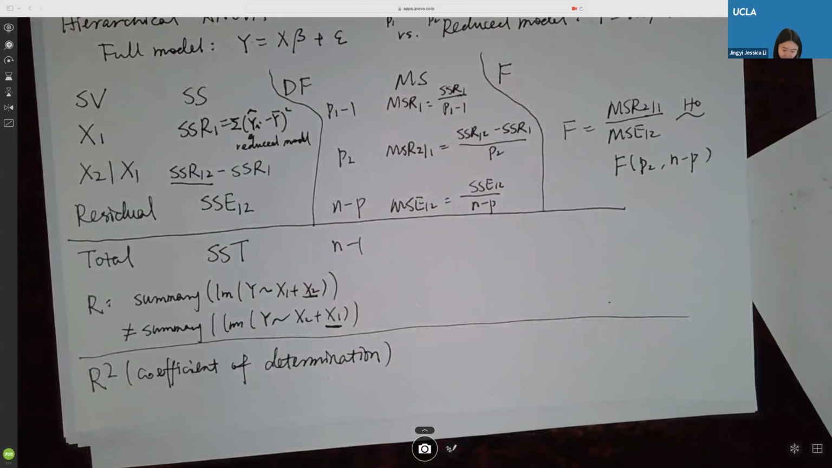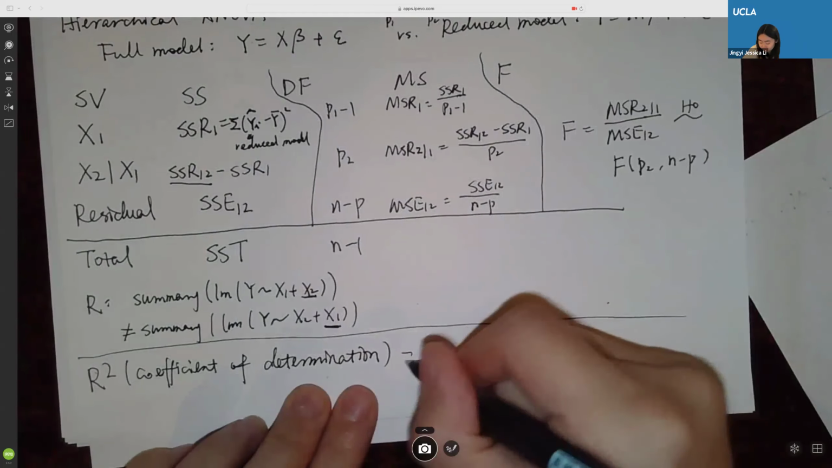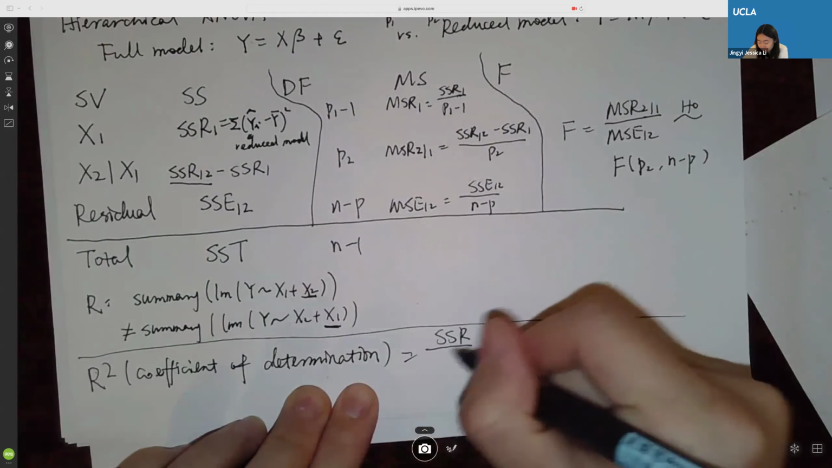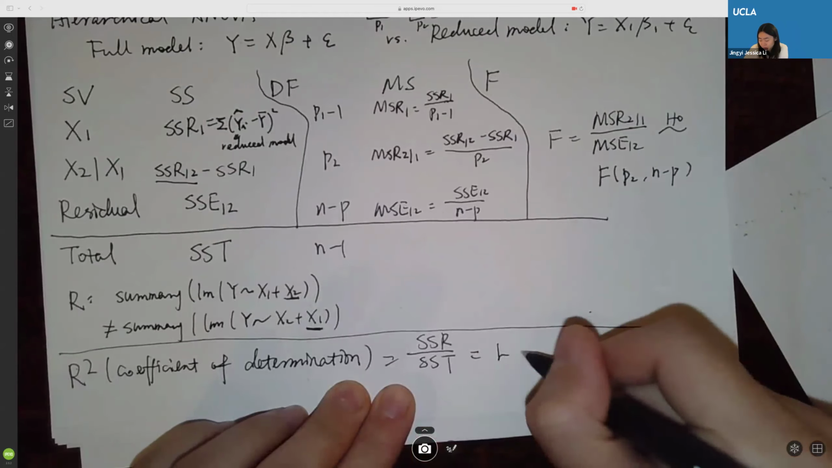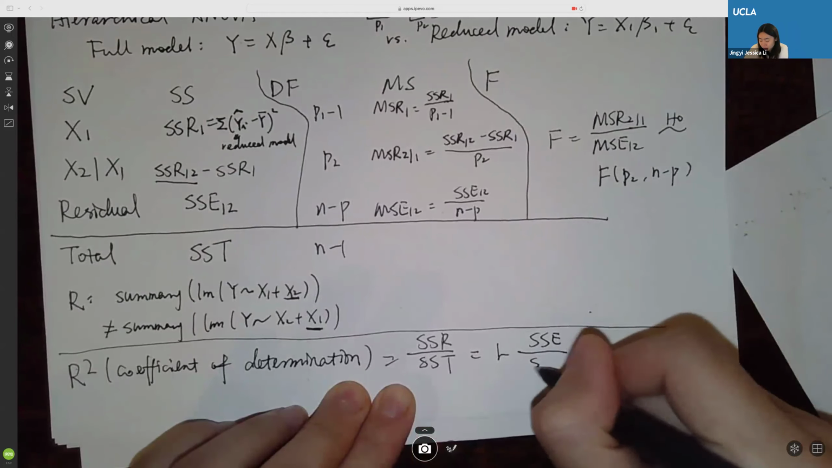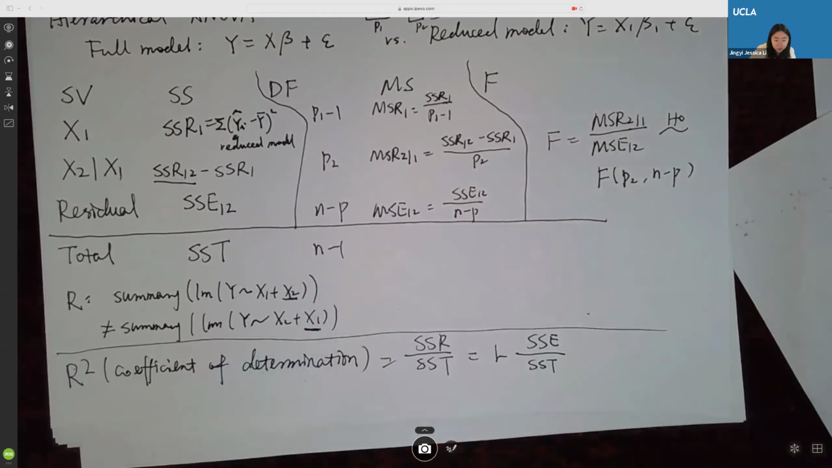So it is just SSR over SST. So out of my total variation in Y, what percentage can be explained by my model? Okay, and you can also write it as 1 minus SSE over SST because of the relationship.